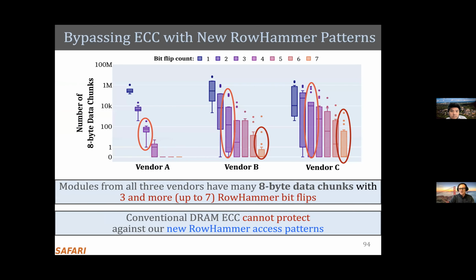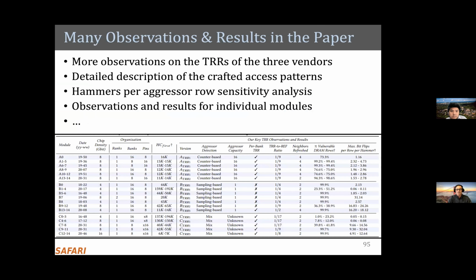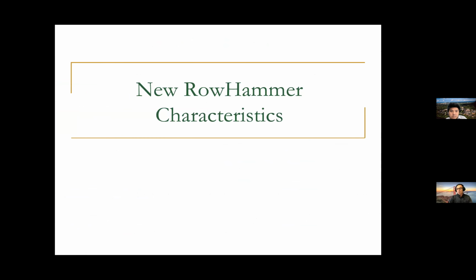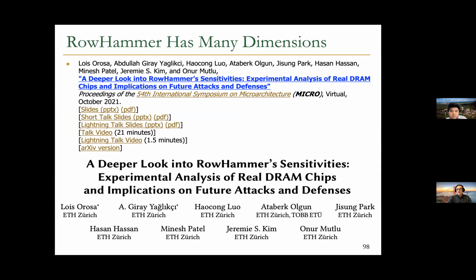I'm going to skip these because this has overall more information, and there's a lot more information than I described also in the paper. New Rowhammer characteristics are also interesting to study. And this is a recent study from MICRO 2021 that we did.